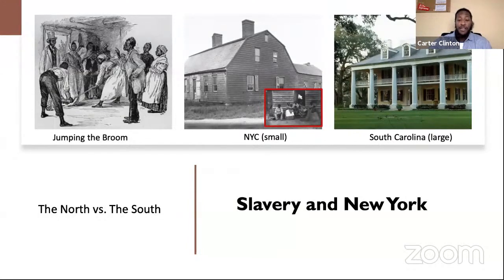Well, in the North, enslaved Africans had more rights or specific rights that they may not have had in the South. So as we can see on the left-hand side, they did something called jumping the broom, or they were able to get married, legally married. They were also able to read and write. They were able to move about the island of Manhattan more freely than on the plantations of the South.